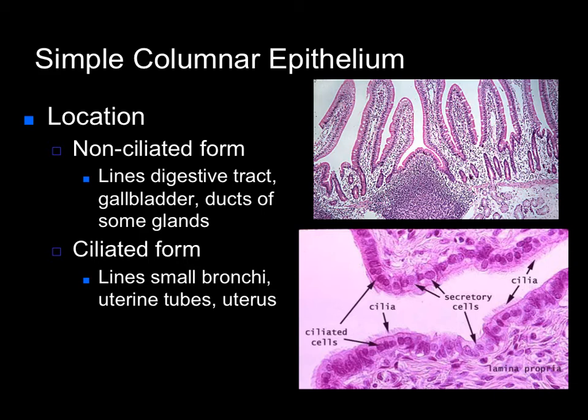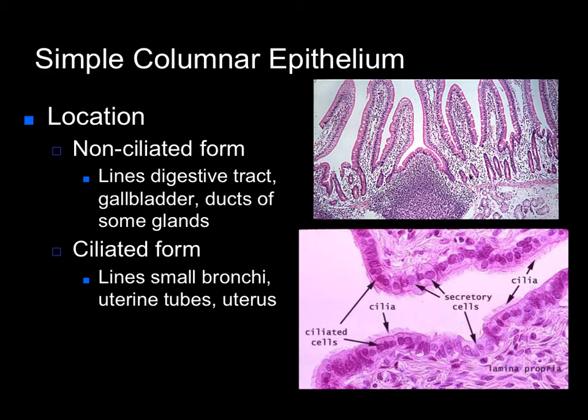In the ciliated form, they're going to line the small bronchi, the uterine tubes, and the uterus. So what happens there is, as it's going by, you're also allowing the egg to travel through, and the cilia help the egg travel down the tube.